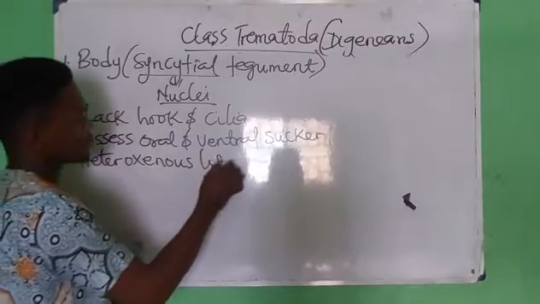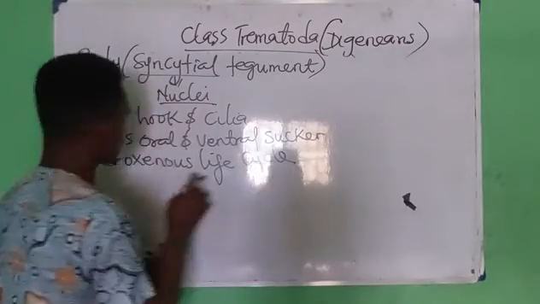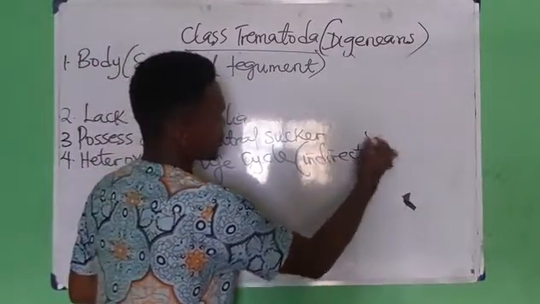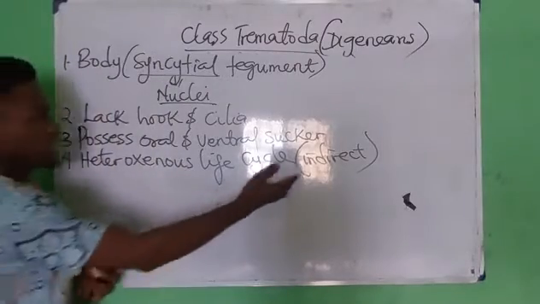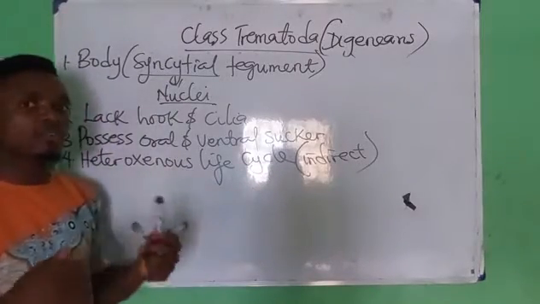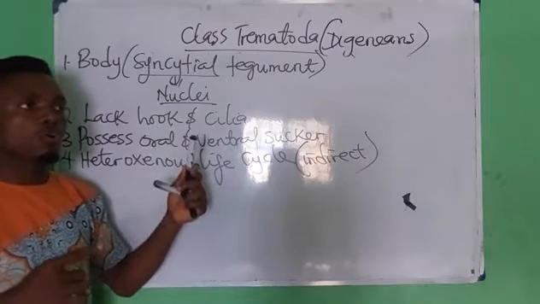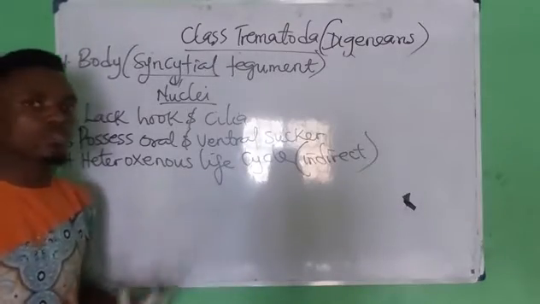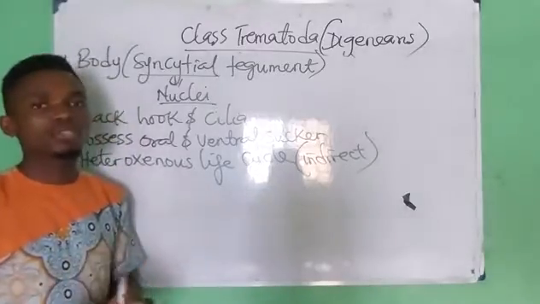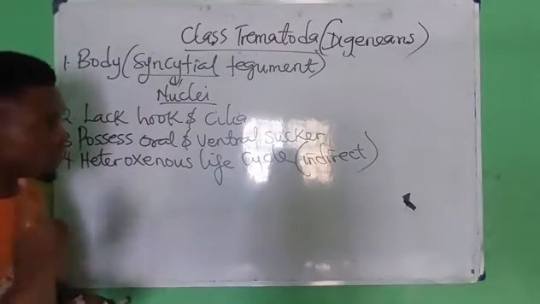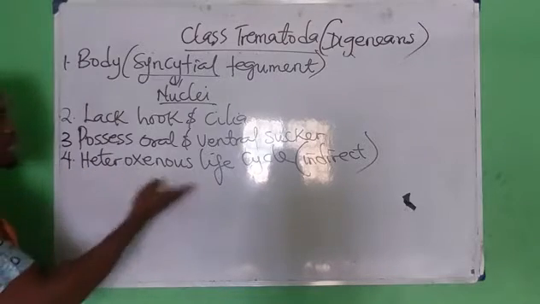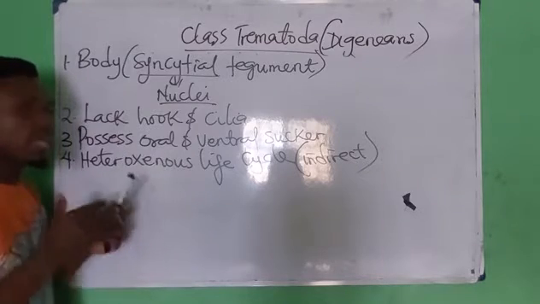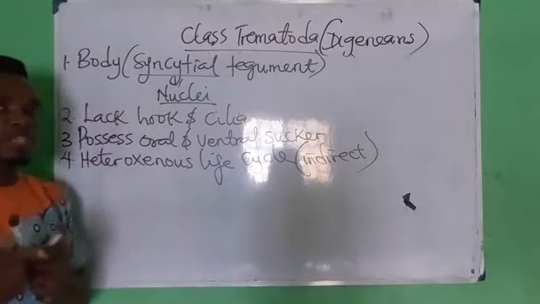Number 4, these guys also have what is called heterogenous life cycle. If you don't understand the meaning of this word heterogenous, you can also say they have indirect life cycle. If they have heterogenous or indirect life cycle, it means that the life cycle alternates between a primary host and a secondary or intermediate host. Another name for primary host is called what? Definitive host. Another name for secondary host is called what? Intermediate host. Take note of that. So they have heterogeneous life cycle because their life cycle alternates between a definitive or primary host and a secondary or intermediate host.